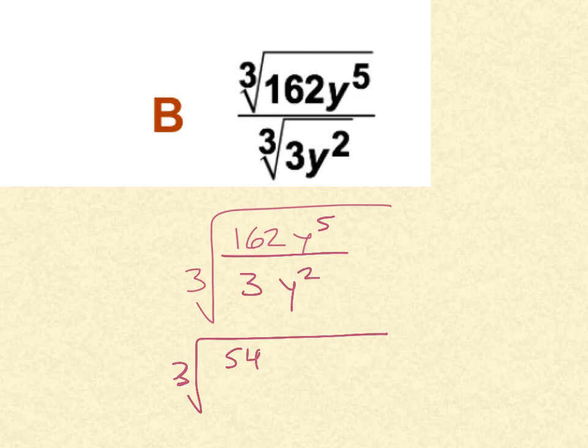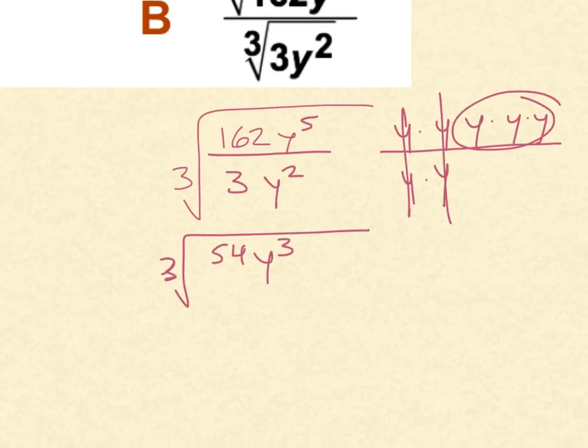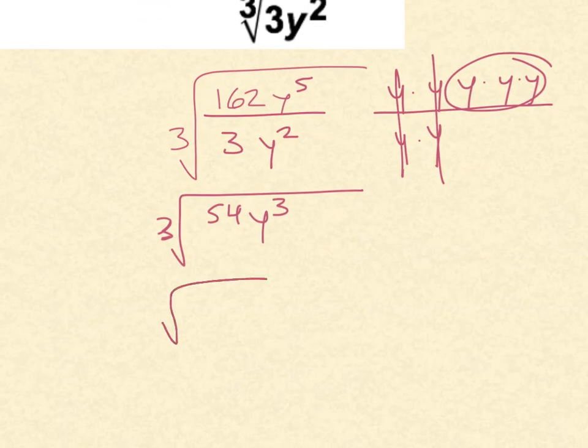And then this is like saying we have 5 y's on top, 54y to the fifth, and 2 y's on the bottom. So these y's will cancel. And we're left with how many y's on top? Y to the third. Okay, so now we can take the cubed root of 54. So what are some factors of 54?